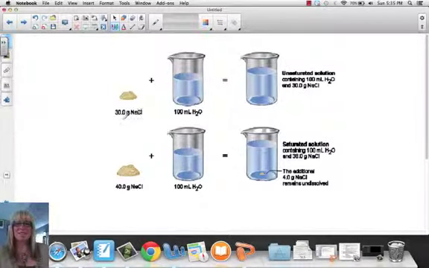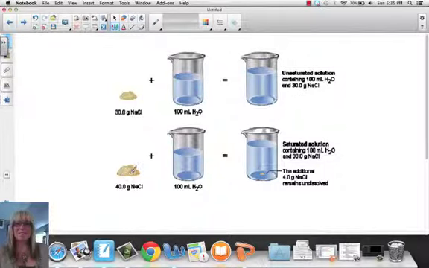So here I have 30 grams of NaCl plus 100 mL of water. I put them together and you can see that all of the solute has completely dissolved in the solvent. It's completely dissolved. This is an unsaturated solution. That means I could add more to it.